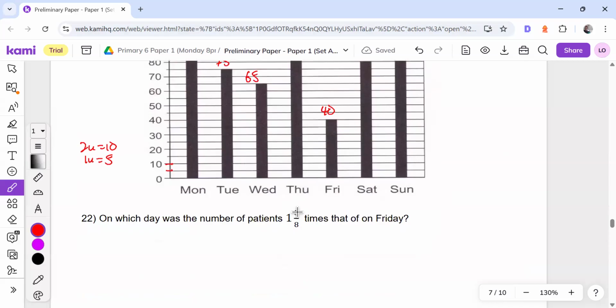Then you see a mixed number again. Same. What do you do with the mixed number? Change it to improper fraction. 1 times 8 plus 5, 13 over 8. Then arrow pointing. Remember the arrow pointing? Break up. Then which day has 13 units? And Friday got 8 units. Like that, lor. This is important.